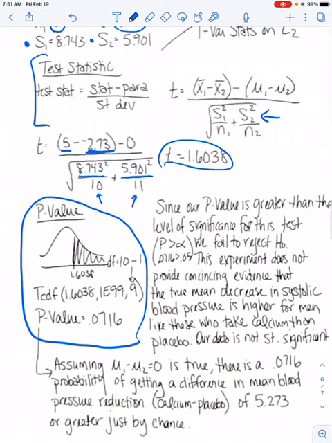So since our p-value is greater than the level of significance for this test, we fail to reject H sub 0. This experiment does not provide convincing evidence that the true mean decrease in systolic blood pressure is higher for men like these who take calcium than the placebo. Our data is not statistically significant.